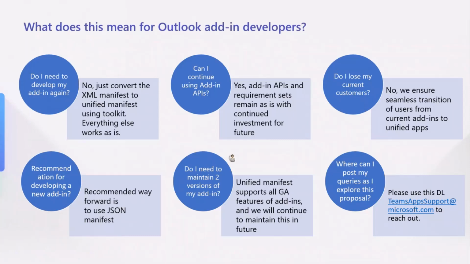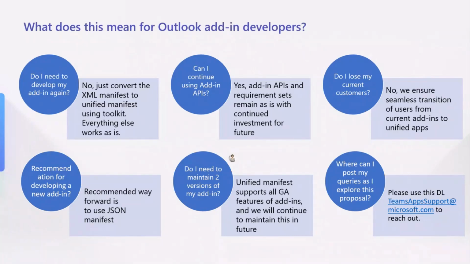So basically, the XML manifest that you have, you can convert it into a JSON manifest, which is the format of the unified app manifest, and you are good to go. Even this conversion does not have to happen manually. You can use our converters, and you essentially put in the XML manifest, and the converter spits out the JSON manifest for you. Can I continue using add-in APIs for the Office.js APIs?